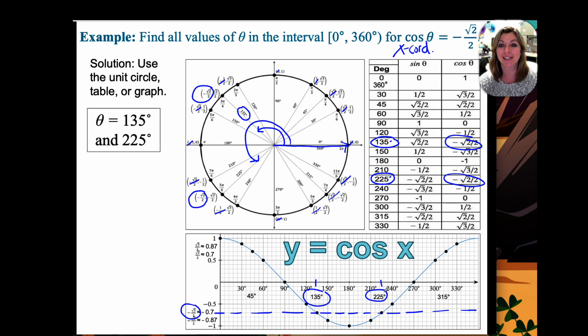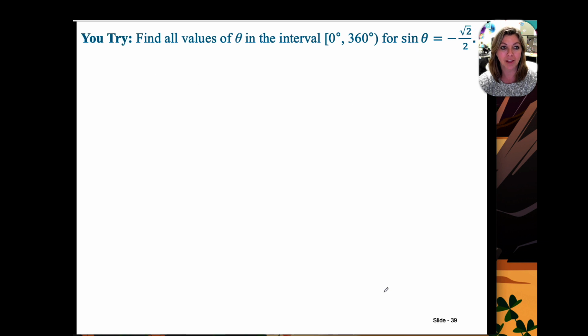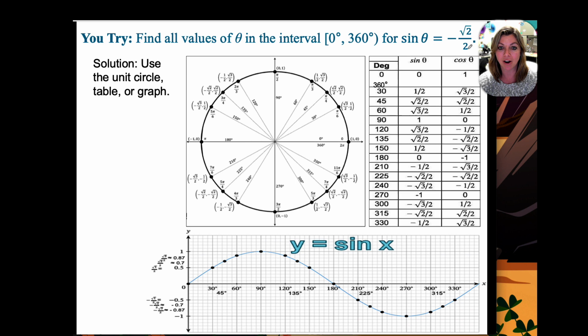All right, I want you to do the same thing now with this example. Find all values of theta in the interval 0 to 360, not including 360, for sine of theta to be equivalent to negative radical 2 over 2. I want you to use all three: unit circle, table, and graph. Here they are for you. Pause the video and do that now.